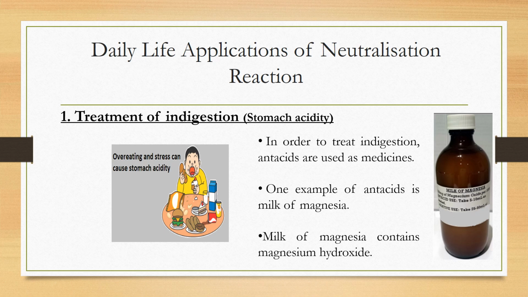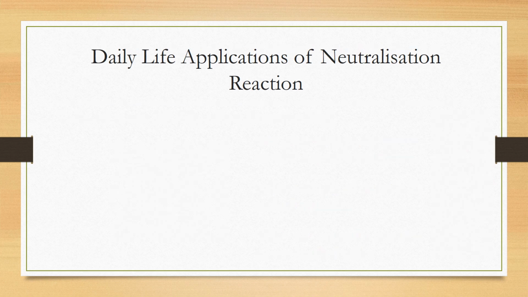You may have cured the problem of stomach acidity by consuming 1 or 2 teaspoons of milk of magnesia, which is an example of an antacid. Using the information provided on antacids, can you suggest the active ingredient present in milk of magnesia? The active ingredient in milk of magnesia is magnesium hydroxide.